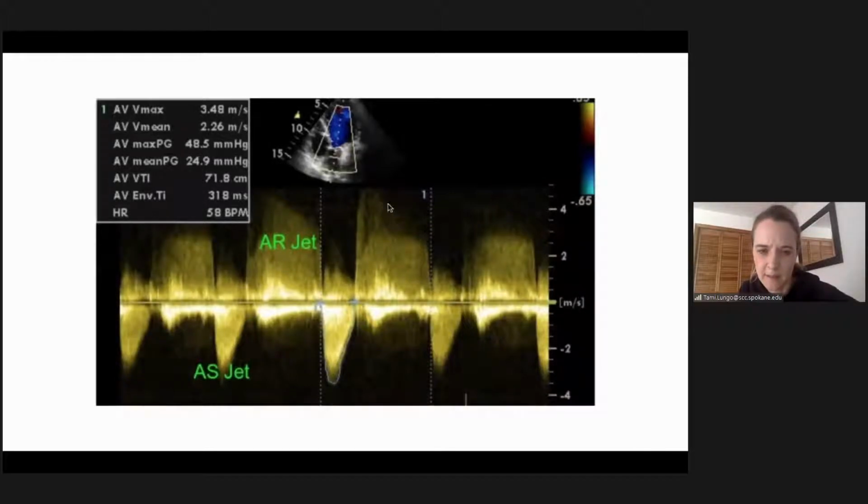Okay, and again with AI, right here above the baseline, you can see my cursor, right? Yes. Okay, so above the baseline, this is obviously the AI. I would have liked this baseline to be moved down a bit because we're cutting that off. It's really easy to not get the whole aortic regurgitant jet.